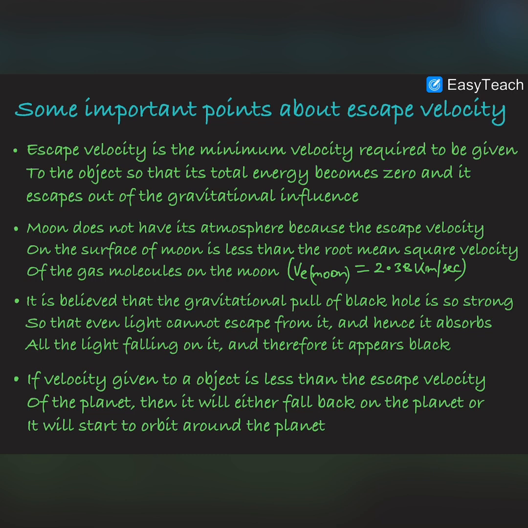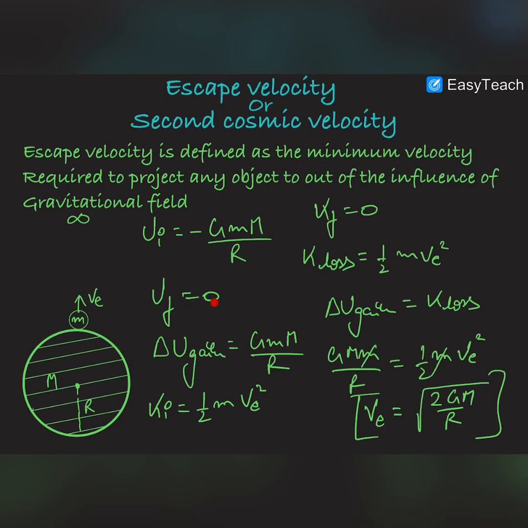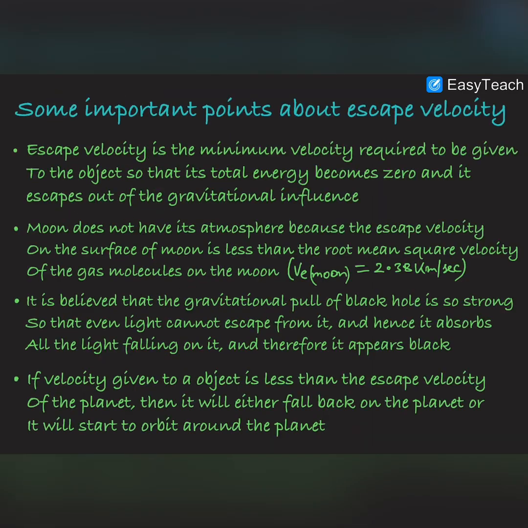Now we can discuss that the escape velocity is the minimum velocity required to be given to the object so that its total energy becomes zero and it escapes out of the gravitational influence. We know that at infinity, U final is 0 and K final is 0, which means that the total energy of the particle becomes 0. So the particle comes to the neutral equilibrium state, and there is no influence of any force on that particle at infinity. So its total energy would become 0.